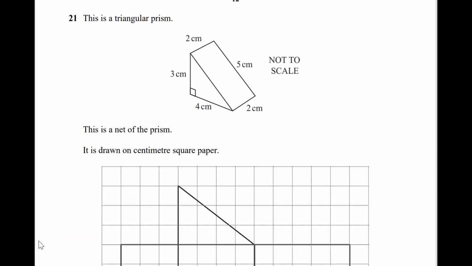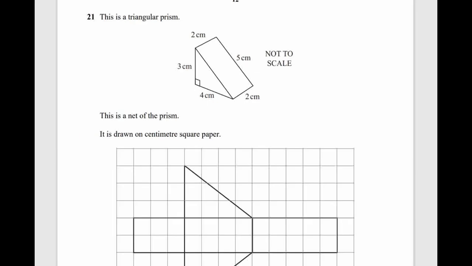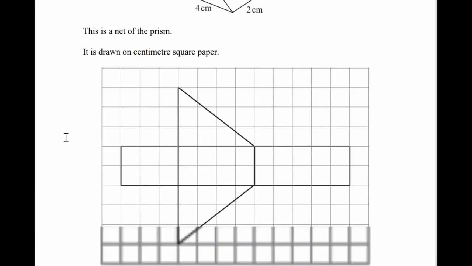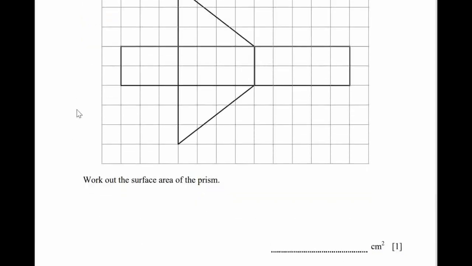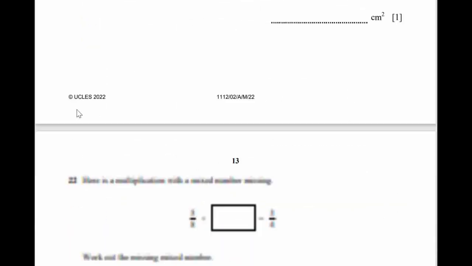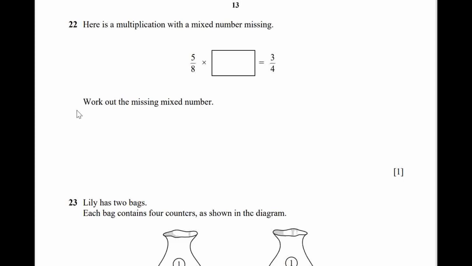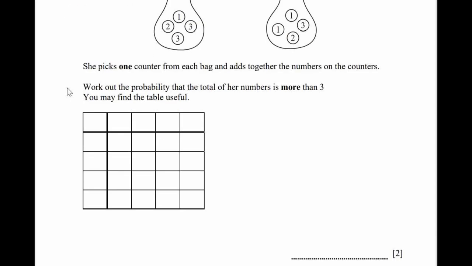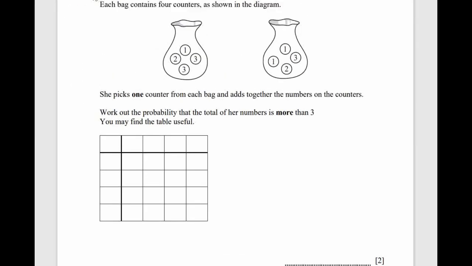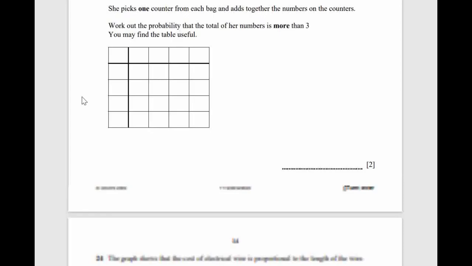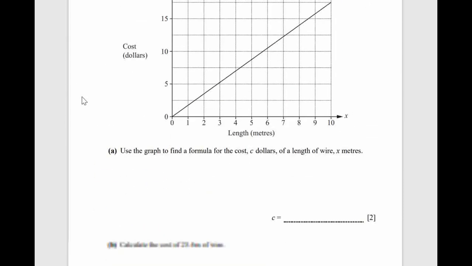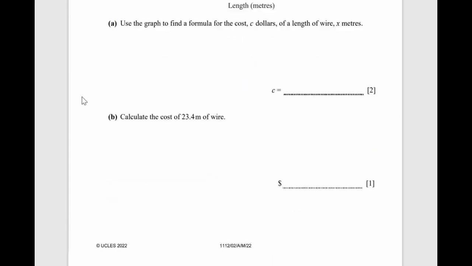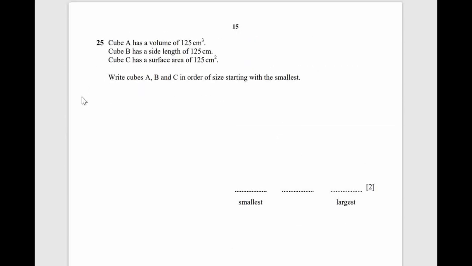Here we go, 21. This is still part of 21, the net, and this is a question for 21. Move on to question 22 and 23. This is still 23. Then question 24A, 24B, and the last is question 25.